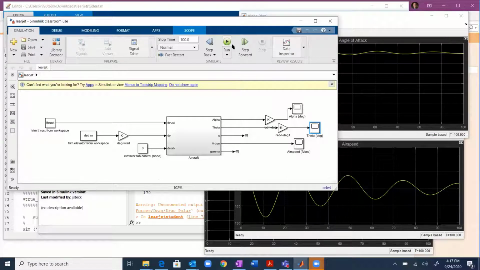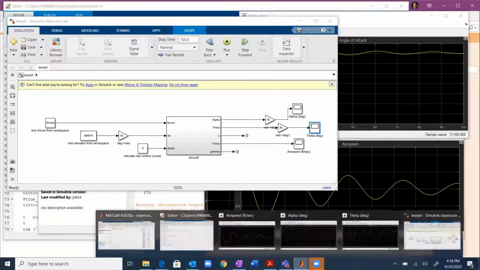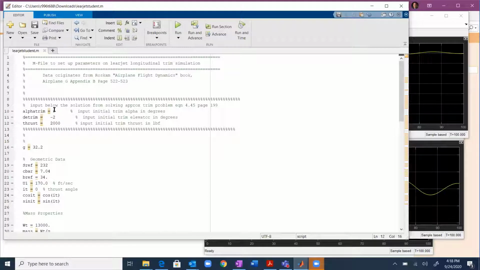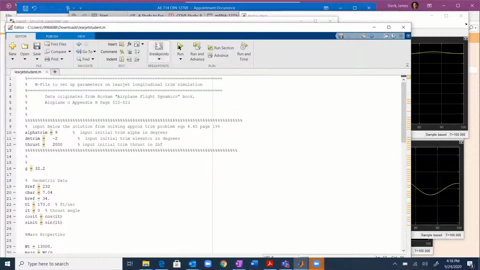And you'll be tempted when you open this up to push the run button. Don't do that, because you need that M file that sets up all the parameters inside. So you never run this file. You always run the MATLAB file, the .m file that has these values in here that you typed in. So you'll go up and click the green run button, and it will run the simulation.